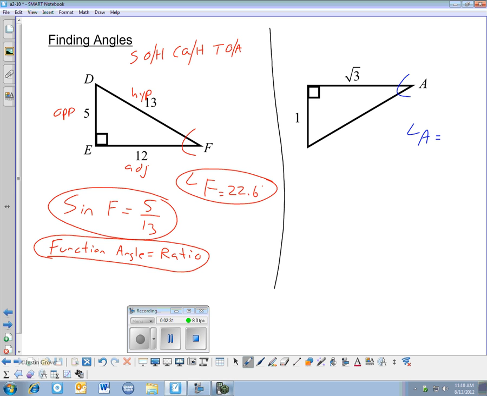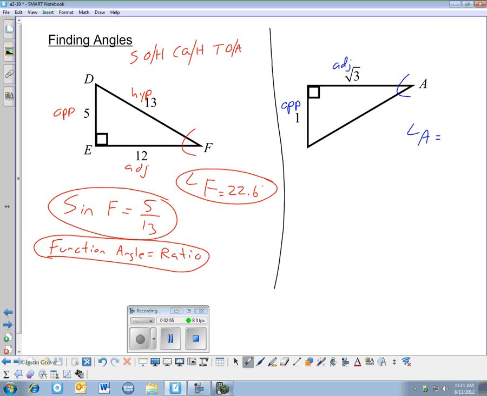But we're not given all three sides of the right triangle. Now we could do the Pythagorean theorem and find that missing side, but we don't need it, because if we have two of them, what do we have? From angle A's perspective, one is opposite, root 3 is adjacent, and that's enough. Now we can't do sine because sine needs a hypotenuse. We can't do cosine because cosine needs a hypotenuse, but we can do tangent.